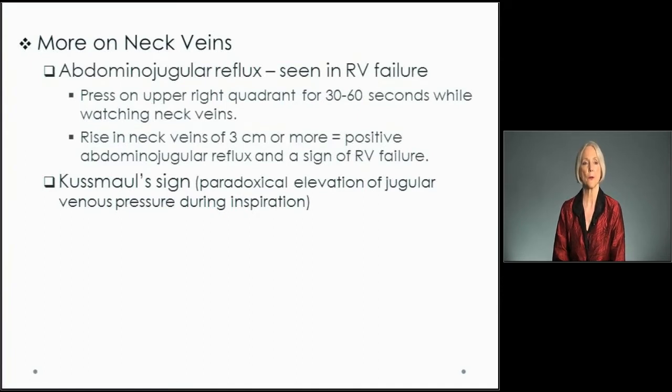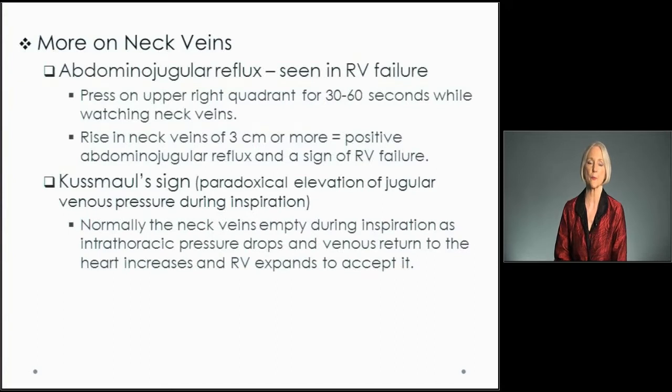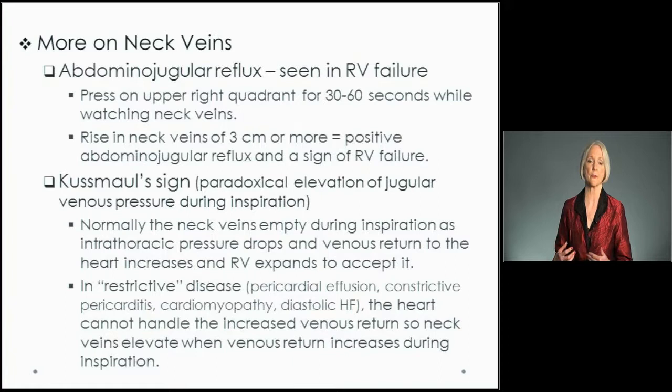Another thing to be aware of is called Kussmaul's sign, and this is paradoxical elevation of the neck veins during inspiration. Normally, when we breathe in, as our intrathoracic pressure drops and blood comes pouring into the right side of the heart, our neck veins actually flatten during inspiration. But as with anything that restricts right ventricular filling, if anything prevents that increased volume from getting into the right ventricle and decreases the ability of the right ventricle to expand and accommodate that volume, pressures will rise and you'll see the neck veins go up. So when neck veins go up during inspiration, that's called Kussmaul's sign.